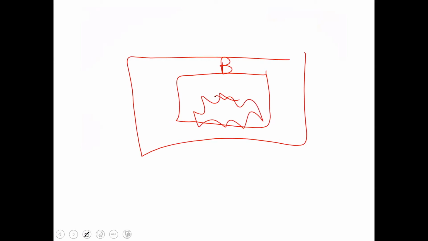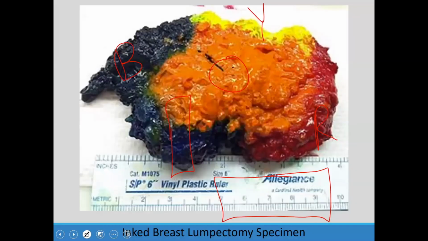And I see that it's this much distance from the blue ink. So this is how I would determine that I've adequately cleared the blue ink. And the blue ink, let's pretend as an example, represents superior. And so this would allow me to confirm that the superior margin is indeed free. And so I'll do that with all six margins, and I'll be able to determine adequacy of resection.